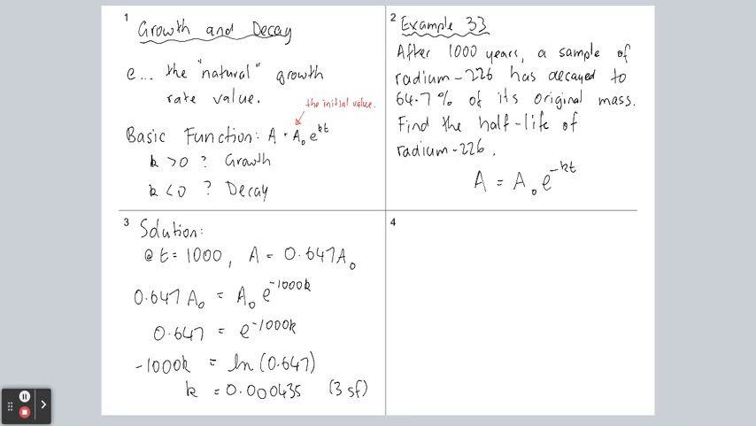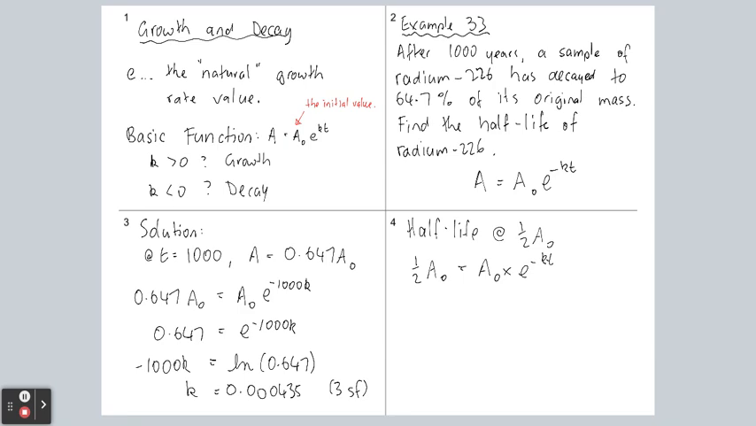Okay, so the half-life is at a half A0. Okay? So half-life is going to be when I've got half of the original amount left. So now I can use half A0 in my equation. So I'm going to go a half A sub 0 is equal to A sub 0 multiplied by e to the negative kt.